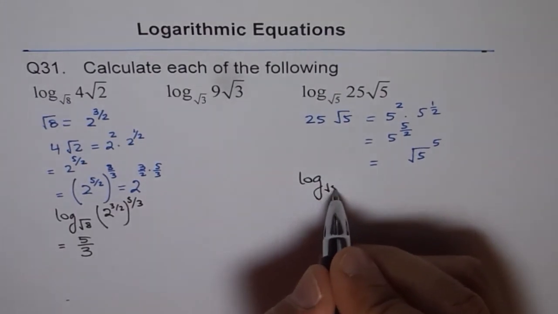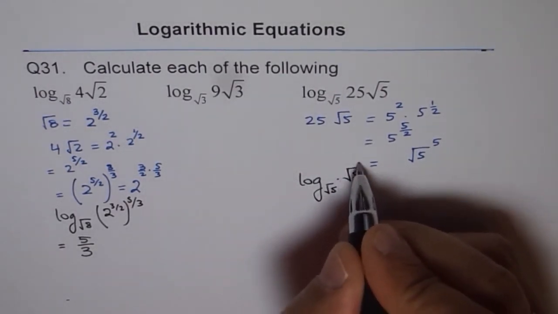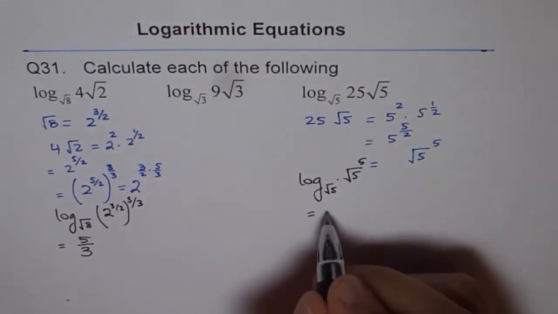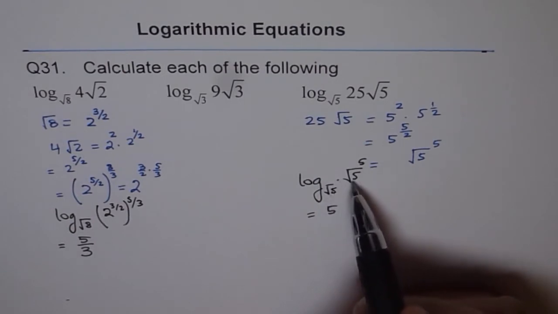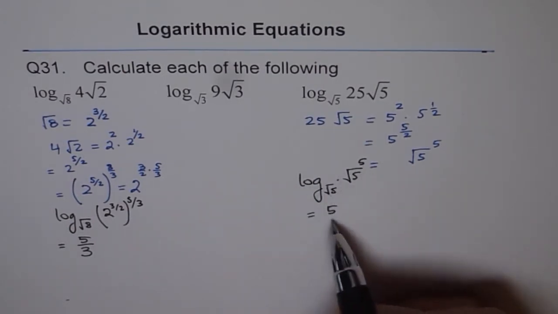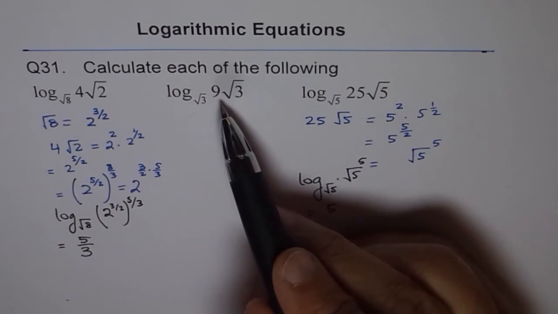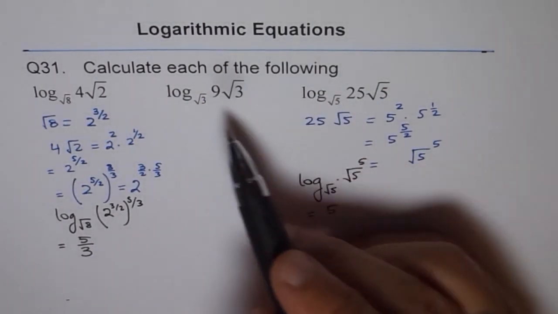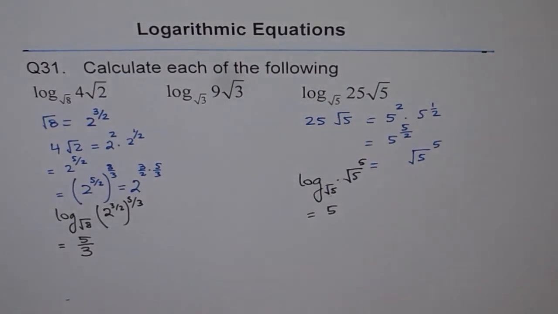log of square root of 5 times square root of 5 to the power of 5, and then I get my answer as 5, correct? Because log square root of 5 of square root of 5 is 1, and that is what we get, 5 times this. So the answer is 5 for this, correct? Now following this method, you can do this one also. This is very similar to that, correct? So that is how these things have to be done.